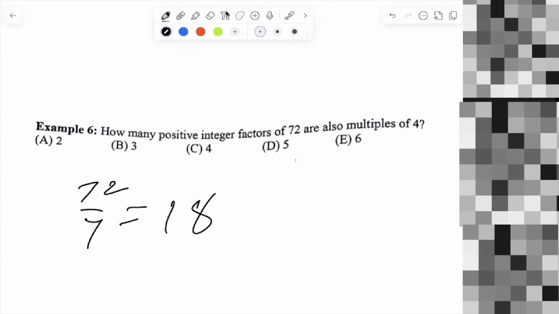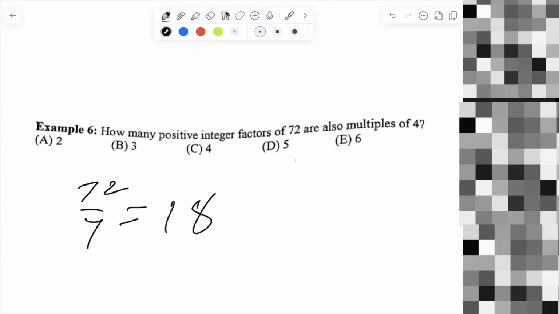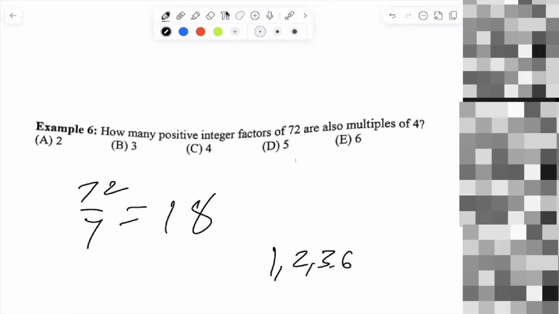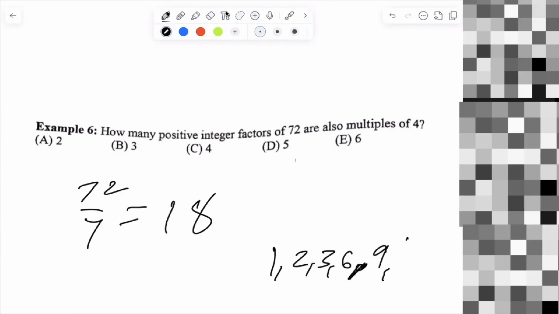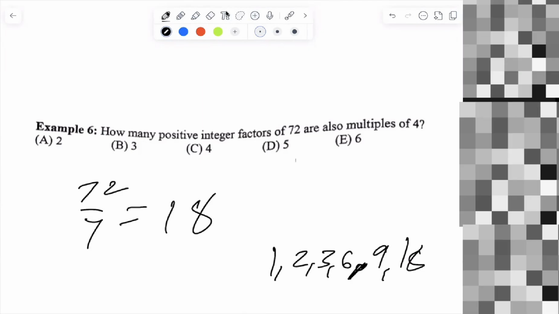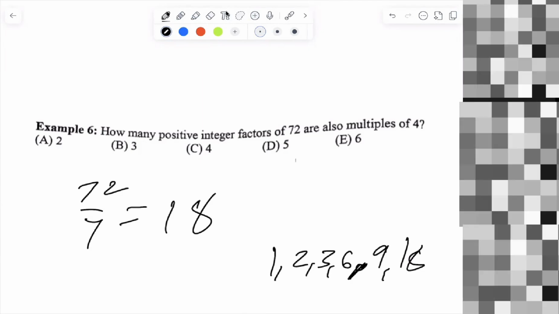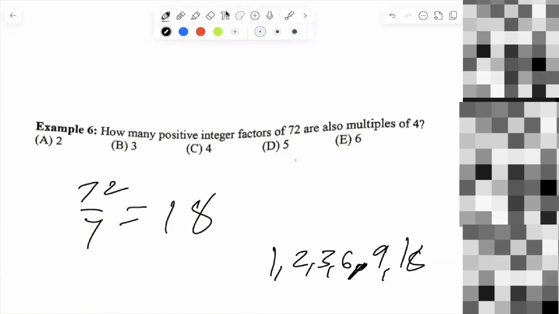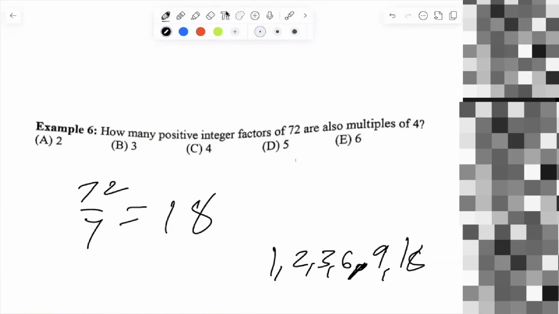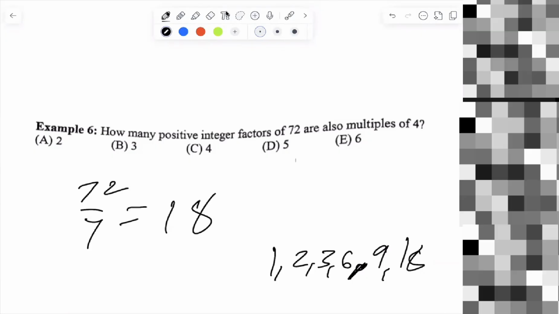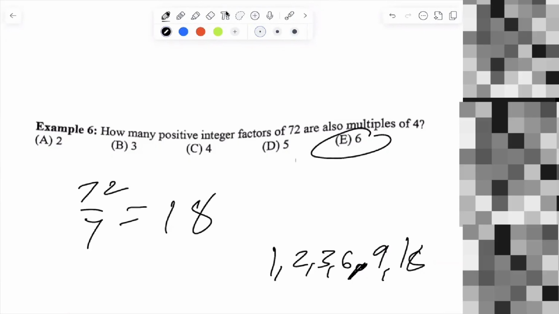So how many factors are in 18? Well, that would be 1, 2, 3, 6, 9, and 18. Those are a total of 6 factors. So from here, we know that there's going to be 6 positive integer factors that divide into 72 and are multiples of 4. So the answer is just E.